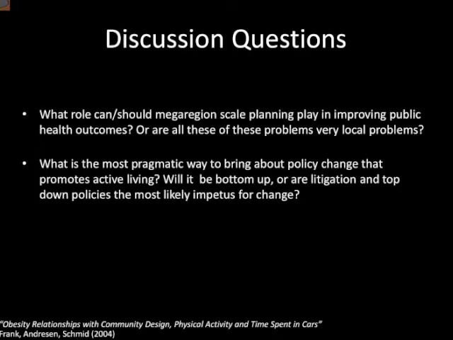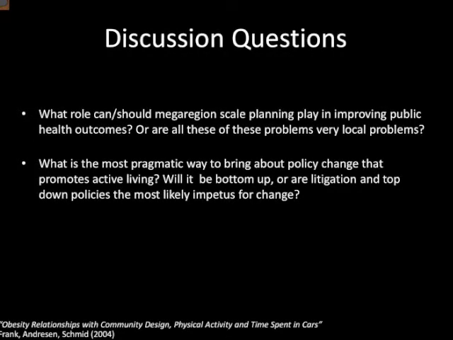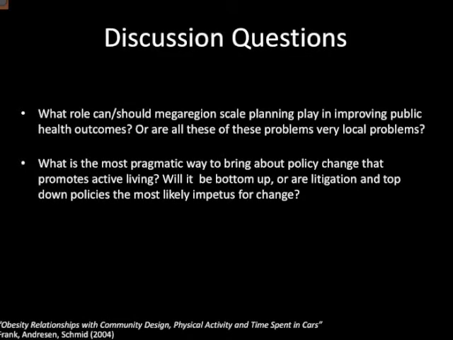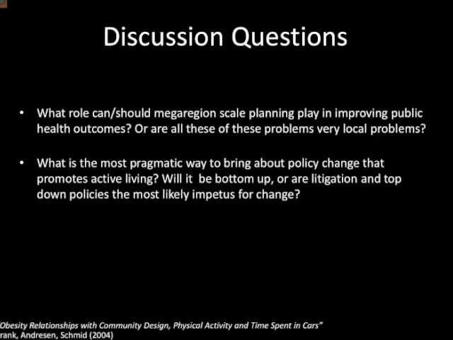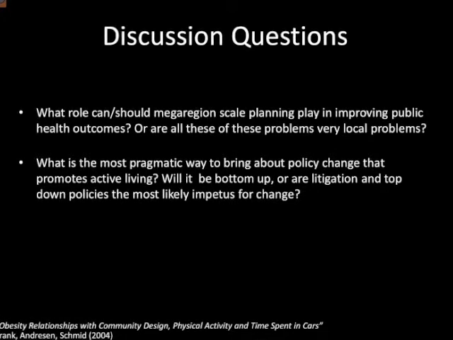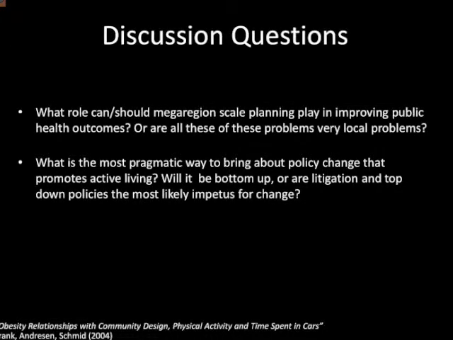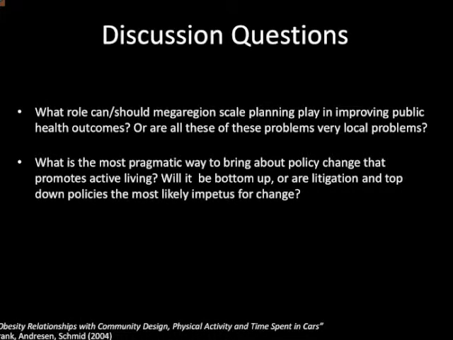The second question I wanted to raise was, what is the most pragmatic way to bring about policy change that promotes active living? Will it be bottom up, or are litigation and top down policies the most likely impetus for change? And what really got me thinking about that was, again, some of the air quality and climate issues that we've seen. We've seen a lot of progress made in the last couple of years by the EPA, using litigation to reduce carbon emissions from power plants. The strategy they used was litigation, kind of top down, and that's been very effective.